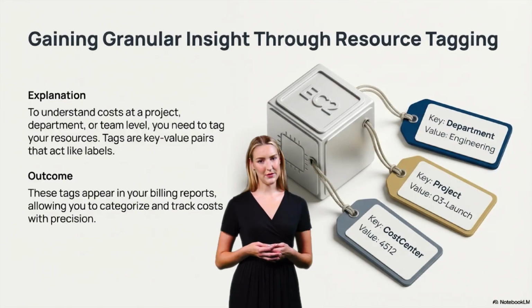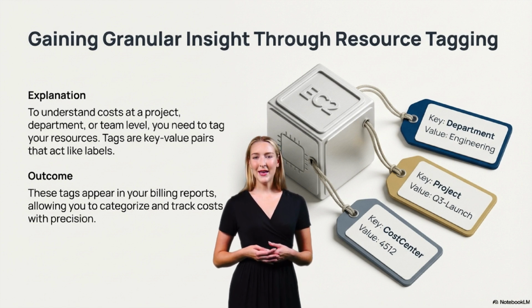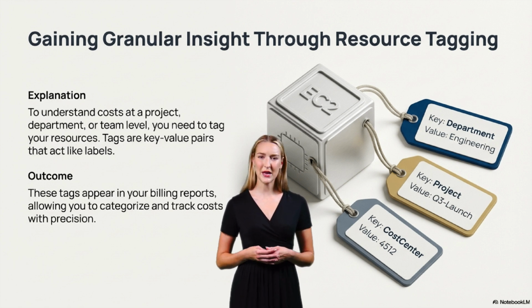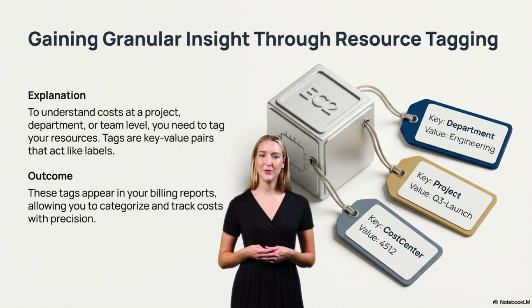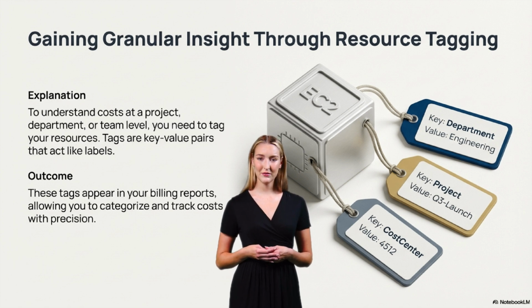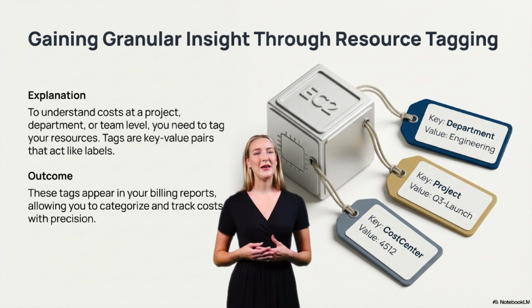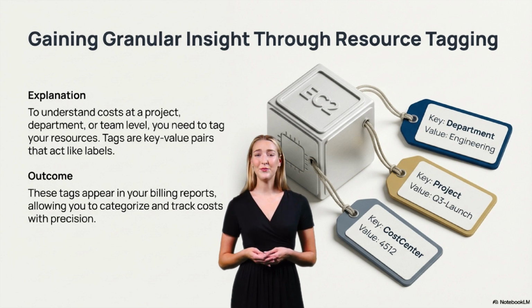While consolidated billing simplifies the payment, resource tagging provides the insight needed to understand where the money is going. Tags are key value pairs that act like labels. For example, a key of department with a value of engineering. When you tag your resources, these labels appear in your billing reports. This allows you to categorize and track costs with extreme precision at a project, department, or team level.